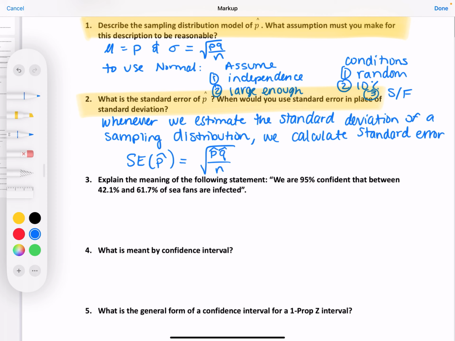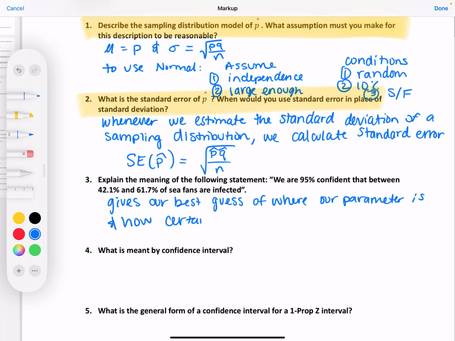So that says that, or it gives our best guess of where our parameter is and how certain we are that it's in our range.